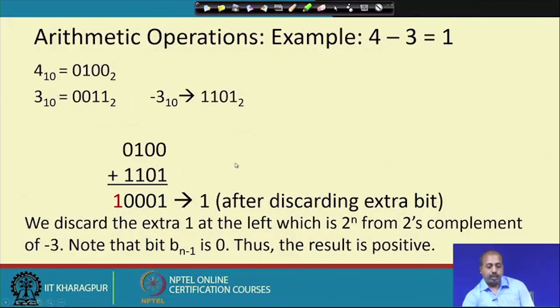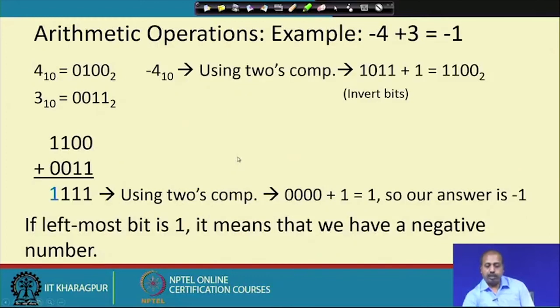We will see another example, like say minus 4 plus 3, that is equal to 1. How is it happening? 4 is 0 1 0 0. So, minus 4 in 2's complement representation is the 1's complement plus 1, so 1 1 0 0, and 3 is 0 0 1 1. So, 1 1 0 0 plus 0 0 1 1 produces this. Now, there is no carry produced here to be neglected, so that carry is 0.